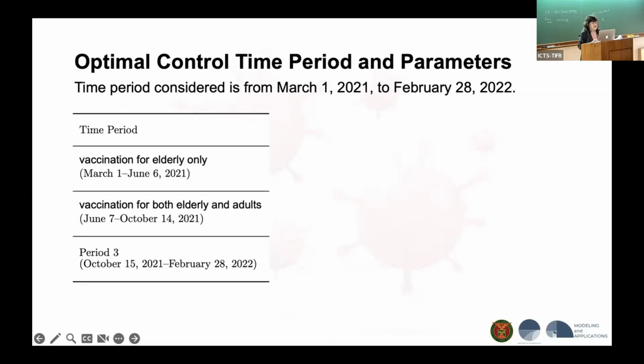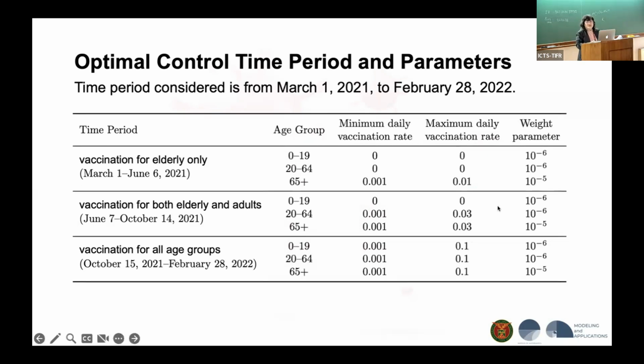And vaccination was administered for both elderly and adults. And for the third period, vaccination was administered for all age groups. This is from October 15, 2021 to February 28, 2022. So here, these are the values we use in our numerical simulation. As you see, the minimum daily vaccination rates, that is the a_i, are these values for the three age groups, and the b_i are these values for the three age groups and also for the three periods. And the weight parameters, we assume them to be this value, and they are chosen to improve the balance of the terms in the cost functional, specifically the controls and the order of magnitude of the infected population.